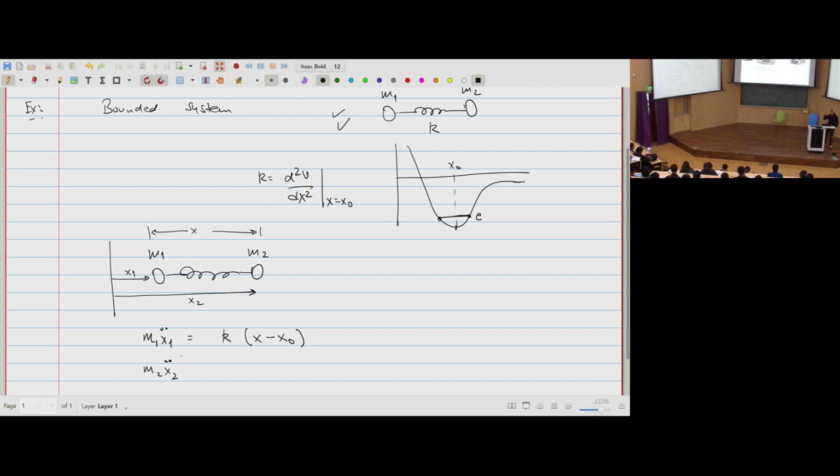Now for the case that we are thinking about, where the spring is stretched, see m2. So m2 is being pulled to the left. m2 times x2 double dot becomes minus k times x minus x naught.